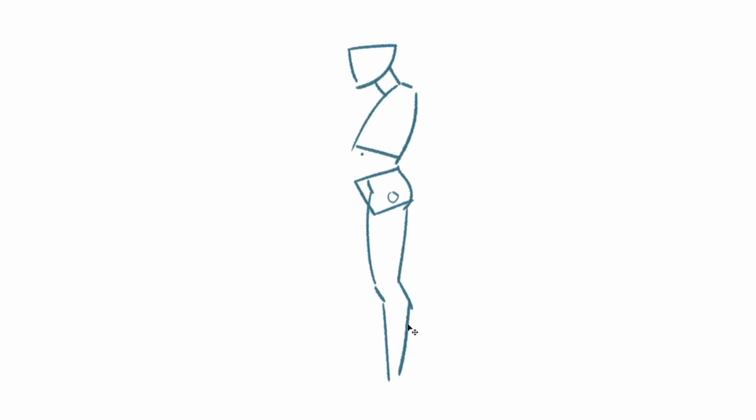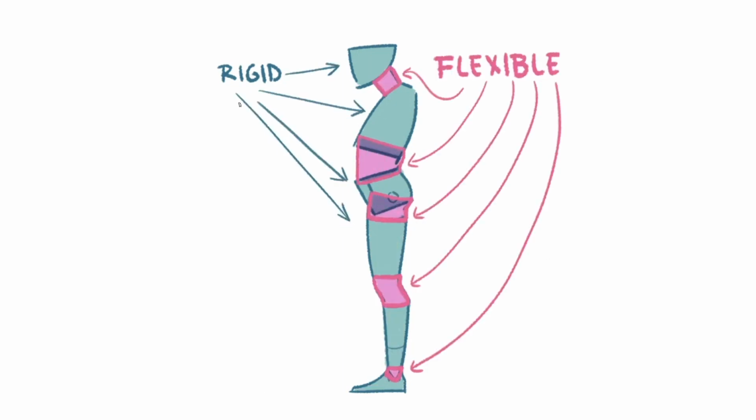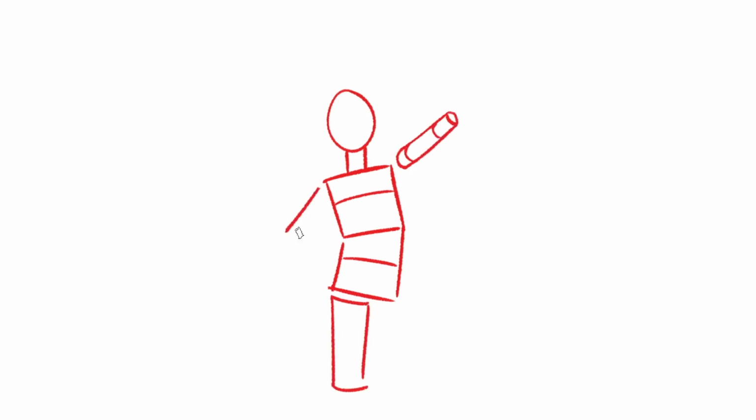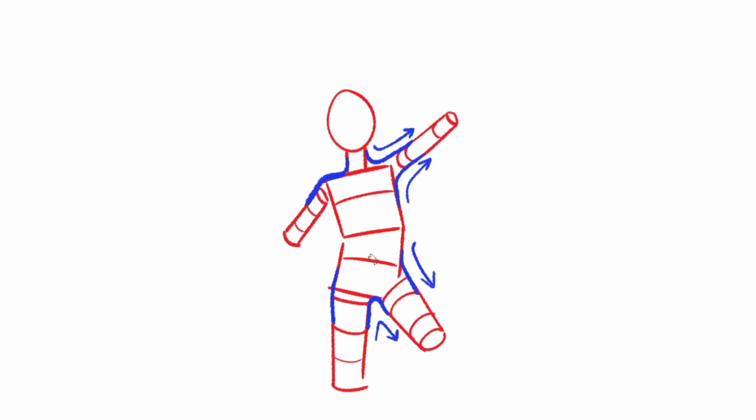When constructing a figure, it's important to recognize that certain body parts remain rigid while others exhibit flexibility, especially at the joints. To seamlessly connect these rigid structures, we employ the concept of flow and leverage, a valuable tool known as flow connectors, facilitating smooth transitions between two distinct forms.